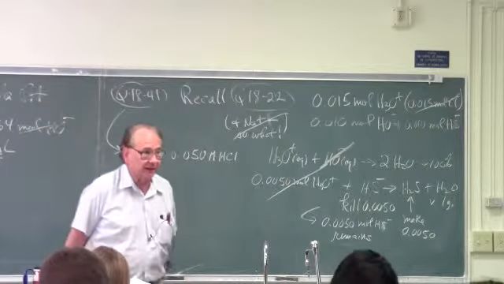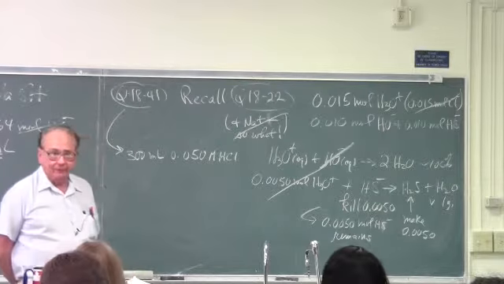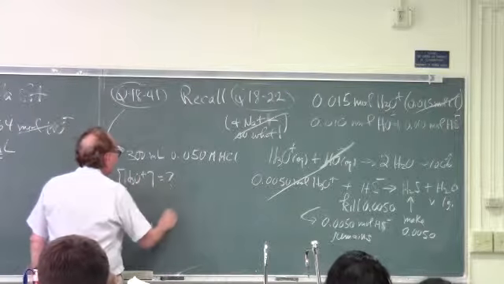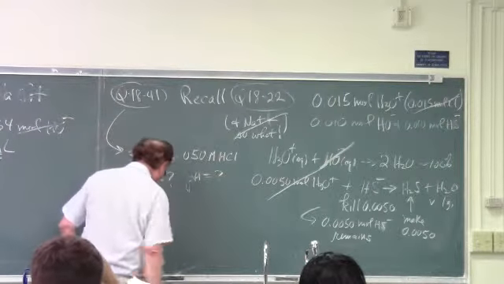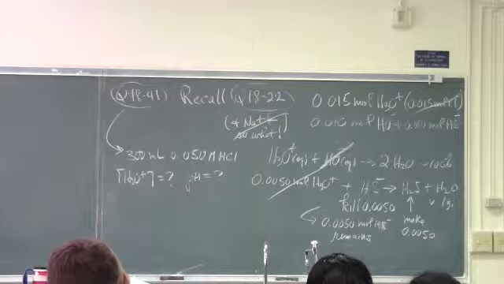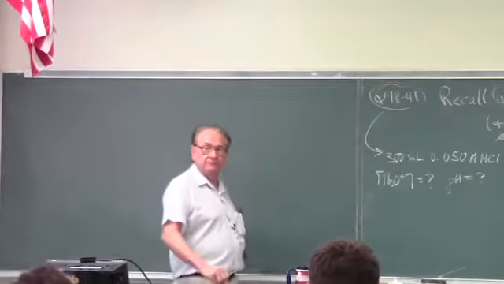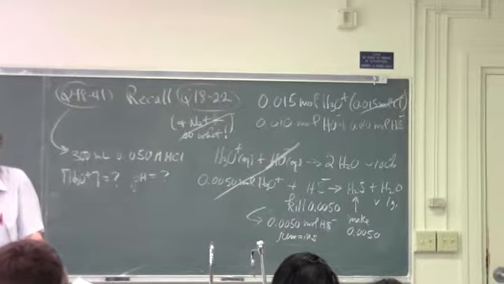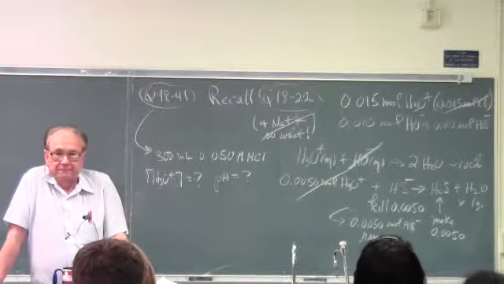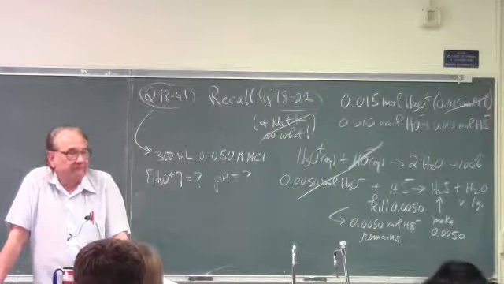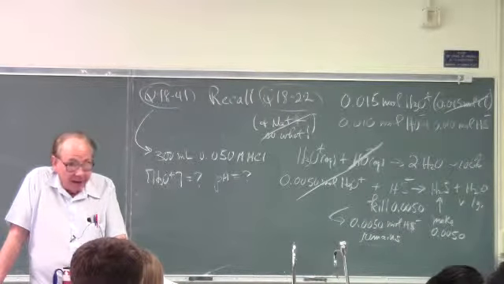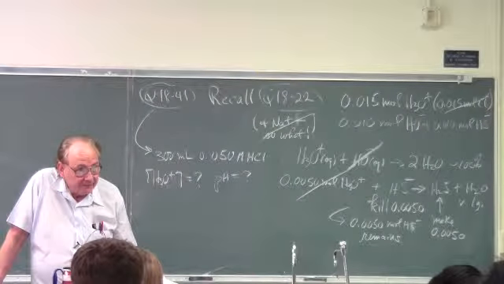And at this point, I want the hydronium ion concentration, or if you prefer, pH. What do we do now to proceed? At this point, do we have a buffer? Yes. What are the components of this buffer? HS minus and H2S. That's right.